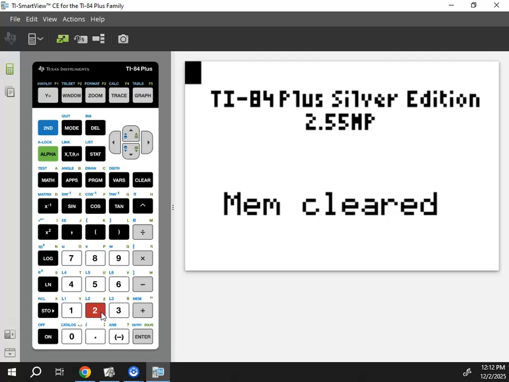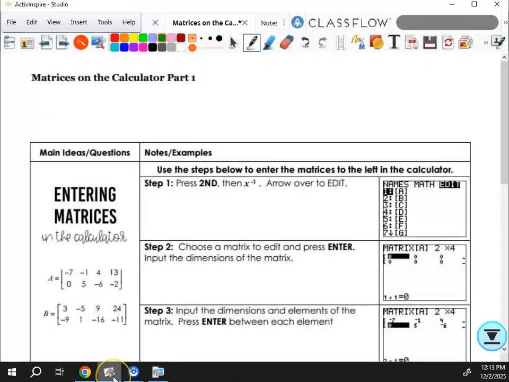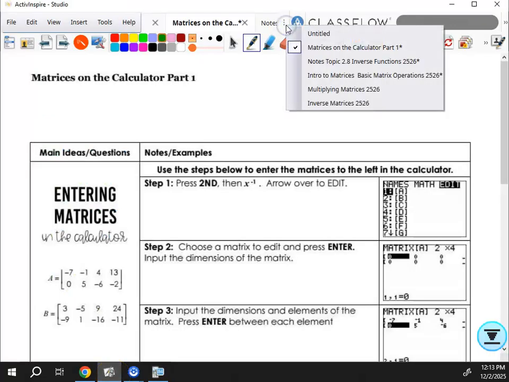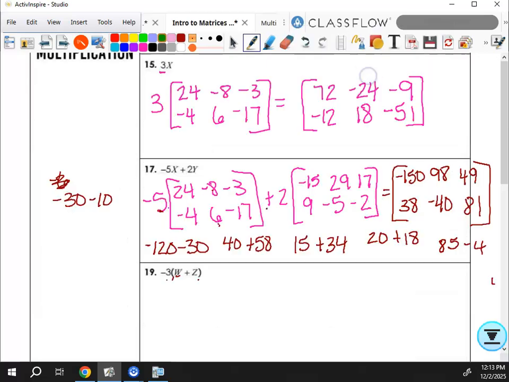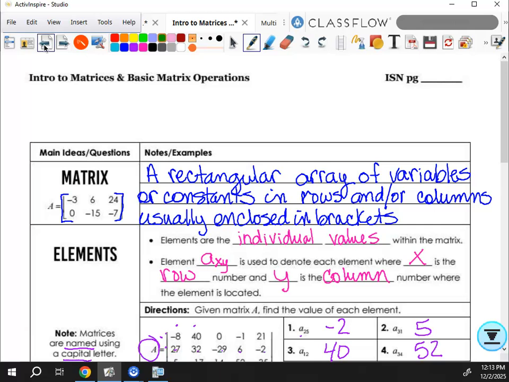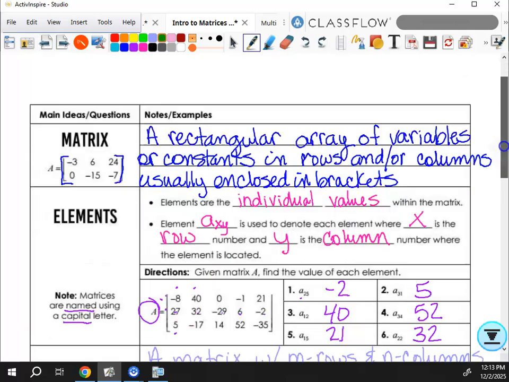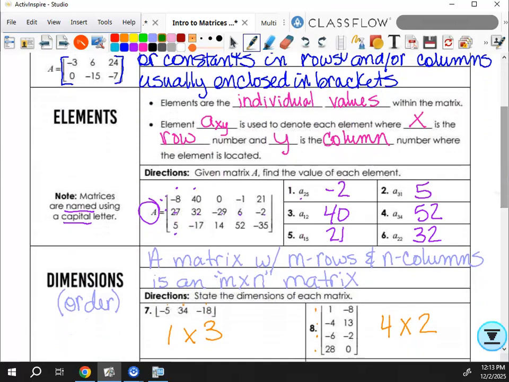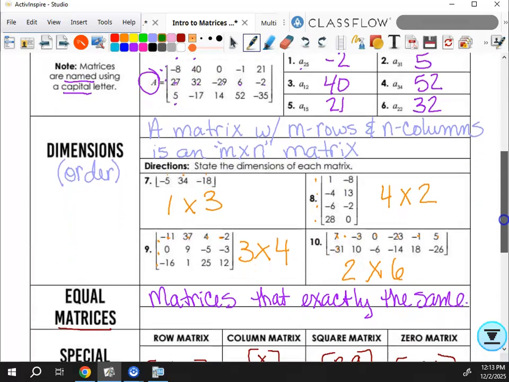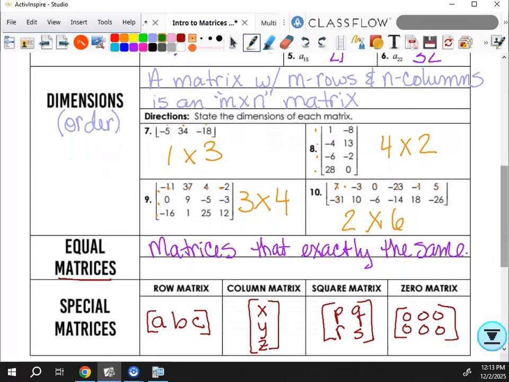All right. So we've done a bunch of stuff with matrices. I'm going to remind you of a few things that we have done by hand. When we started matrices, we talked about what they were and what the elements were. Remember our elements: if it's like A25, that's the second row, fifth element, because that's going to come into play today. The dimensions are rows by columns. So this is a 4x2 matrix because there are 4 rows and 2 columns.